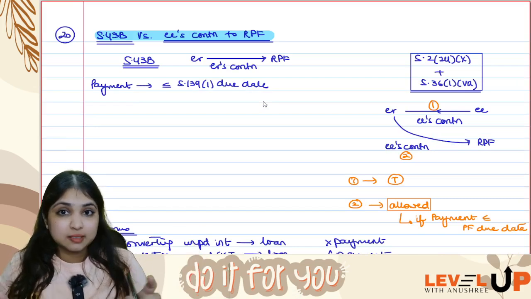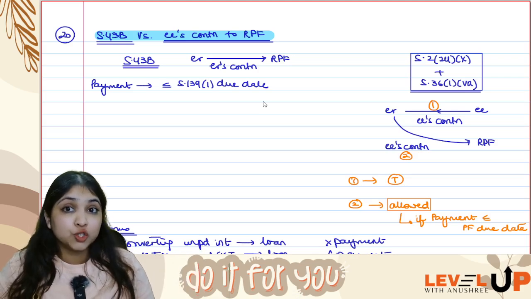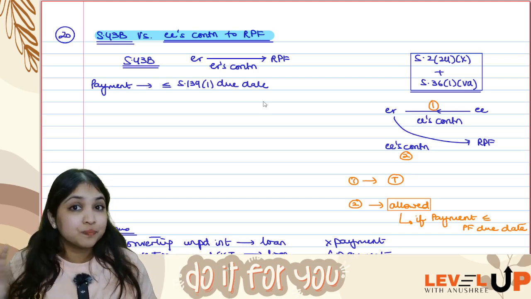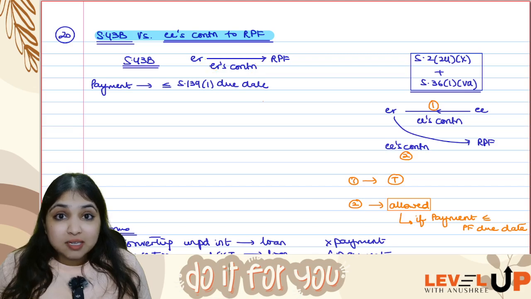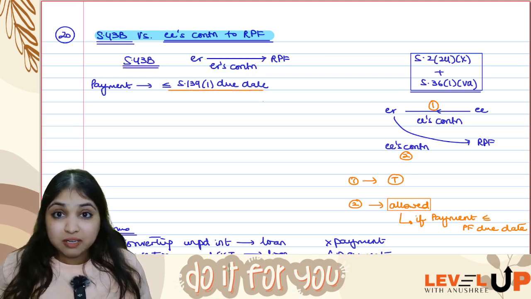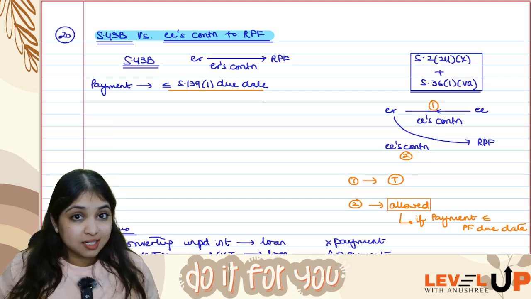I'm comparing two things: employer's contribution to RPF and employee's contribution to RPF, not from the salaries head point of view, but from the PGBP head point of view. Listen to me. When you talk about employer's contribution to RPF, 43B will apply, and 43B says make payment within 139(1) due date. But when you talk about employee's contribution to PF, two sections will apply, 2(24)(x) and 36(1)(va).